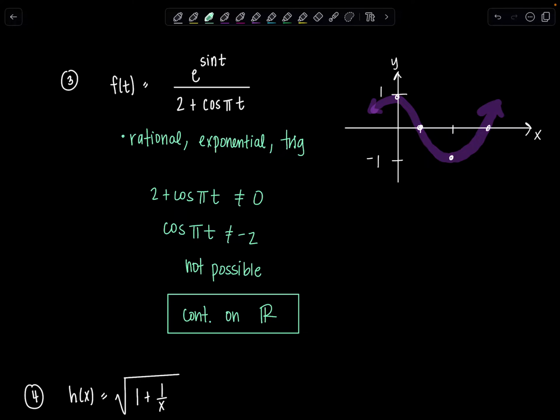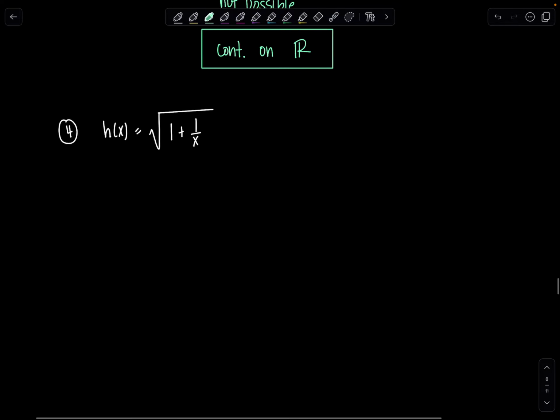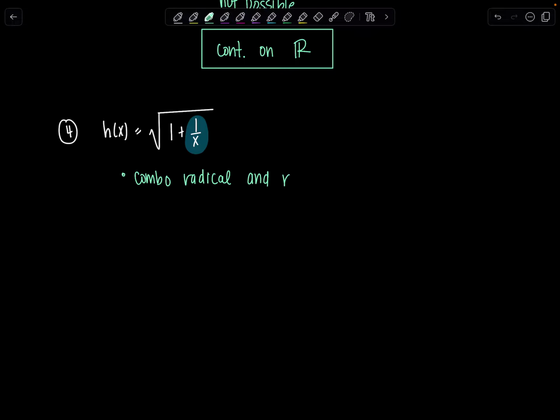Okay, next one. H of x equals the square root of 1 plus 1 over x. So what is this? This is a combo of a radical and rational function, right? Because we've got variables in the denominator. It's like a composition of the two. Okay, well, what do I know? When I have a radical sign, index is even, the radicand has to be greater than or equal to 0. How do I solve this inequality? Don't even think about moving the 1 over to the other side. Nope. This is a rational inequality.